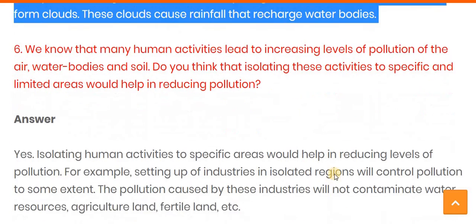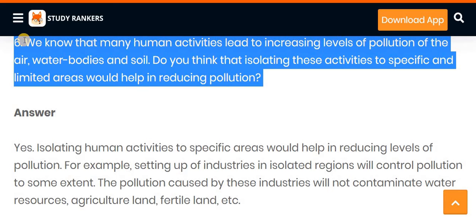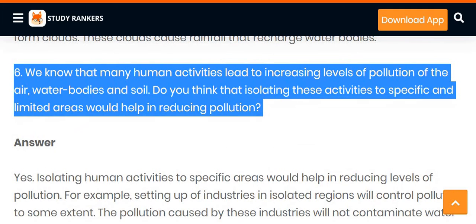Now let's see the next question. Question number 6. We know that many human activities lead to an increase in the level of pollution of air, water bodies and soil. Do you think that isolating these activities to a specific and limited area would help in reducing pollution? So in this question we have to write about the human activities which cause air pollution, water pollution and soil pollution. We have to write down those activities, and which kind of activities we can implement so we can reduce the pollution.